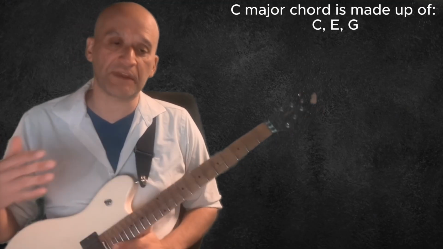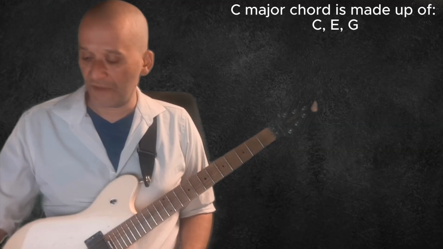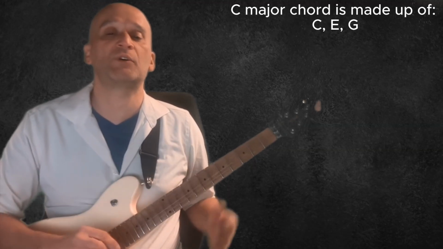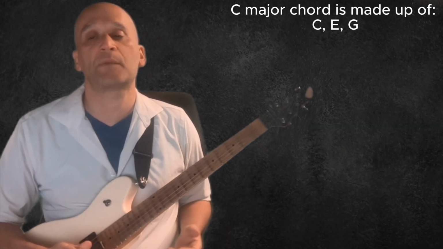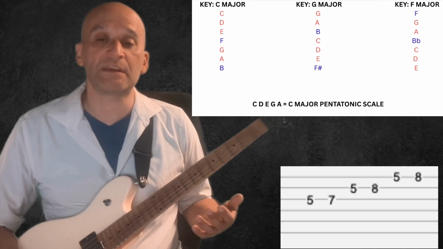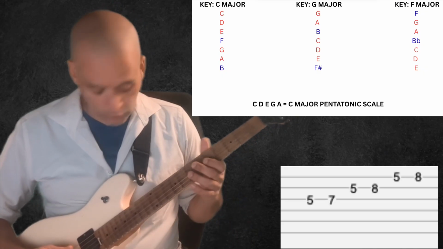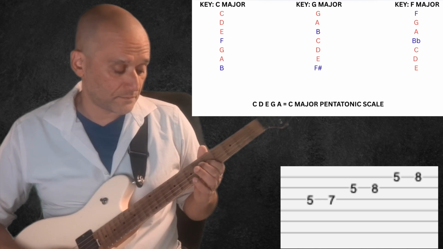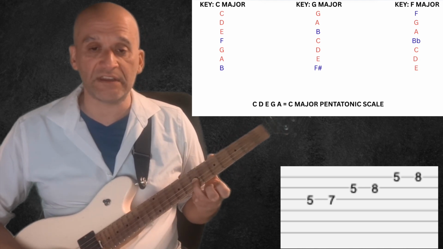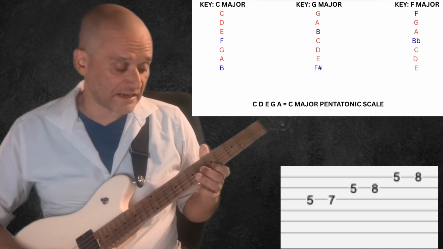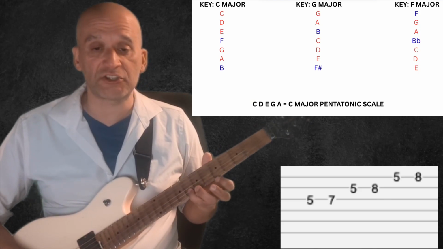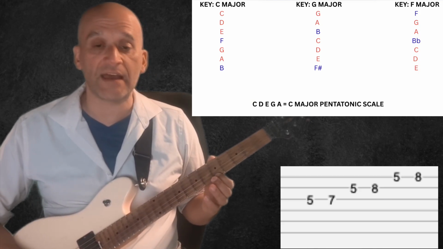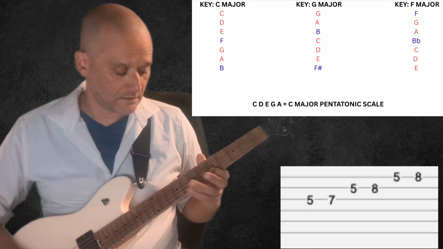Okay, there's something else that they all have in common. And the answer to that, I will just get right to it, is they all share the same pentatonic scale. C major pentatonic, that is. So, in each key, you have a C note. In each key, you have a D. Each key has an E. Each key has a G. And each key has an A.